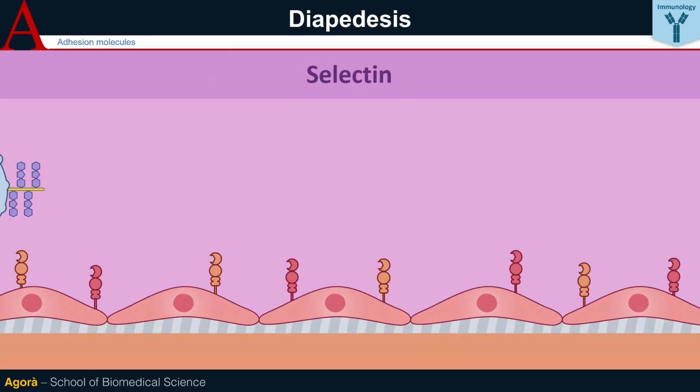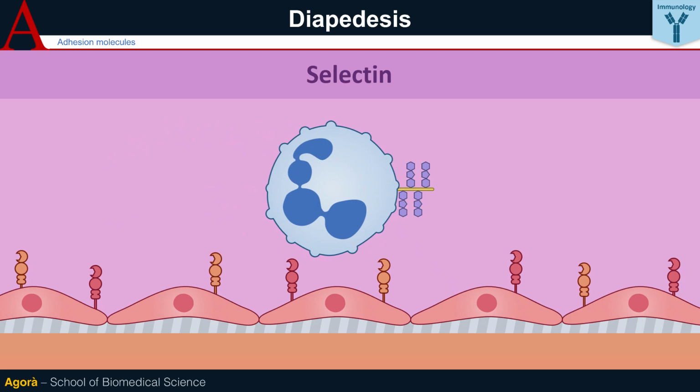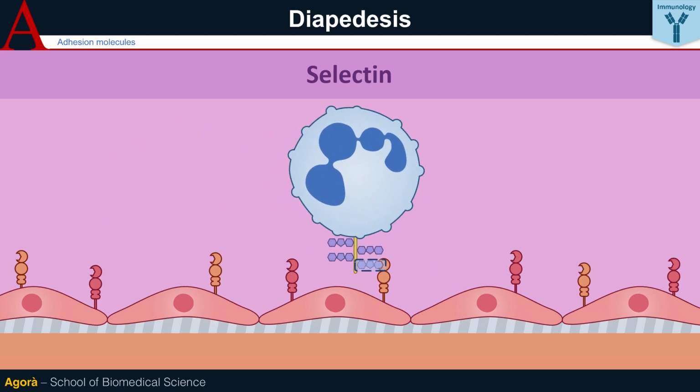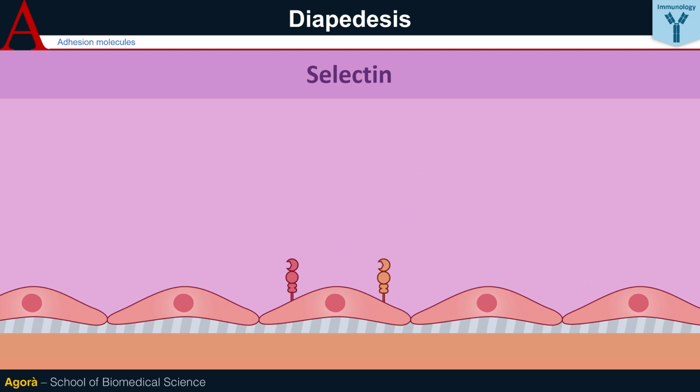Selectins are carbohydrate-binding membrane glycoproteins. They are expressed by endothelial cells activated during the vascular response and play a key role in initiating contact between leukocytes and the endothelium. P-selectin and E-selectin are particularly important in innate immunity.